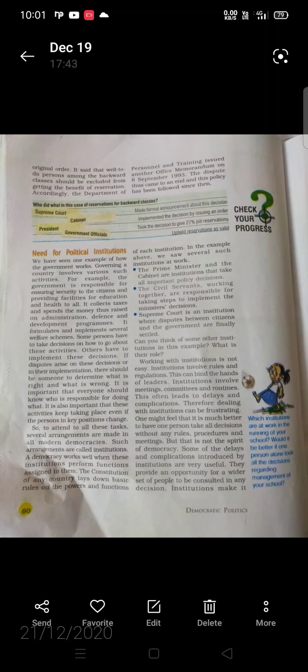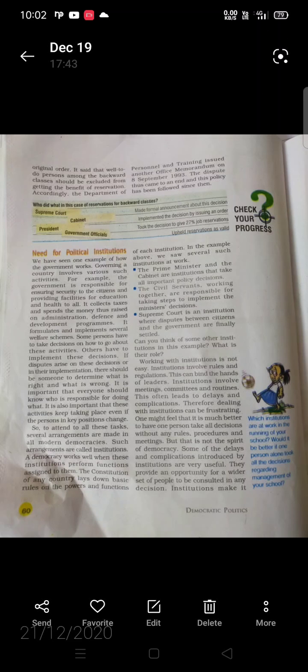Institutions involve meetings, committees, and routines, and this leads to delays and complications. Some of these delays are very useful also. They provide an opportunity for a wider set of people to be consulted in any decision. In India, there are three important political institutions. What are they? The Legislature or Parliament, the Executive, and the Judiciary.